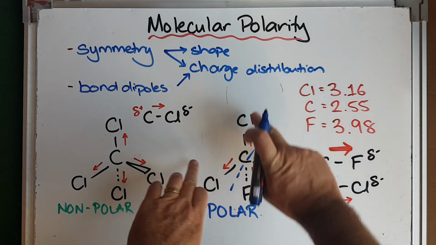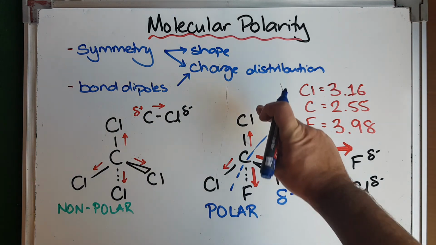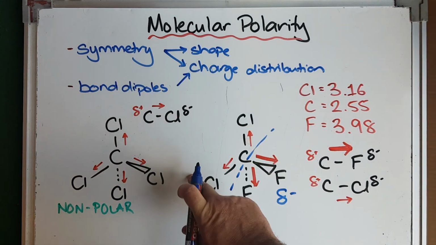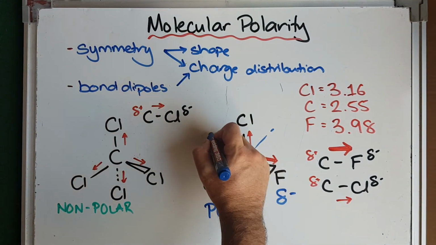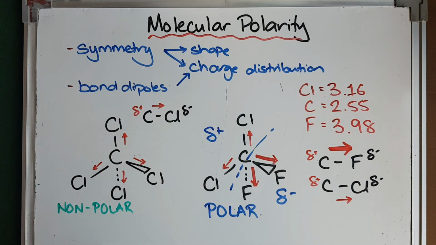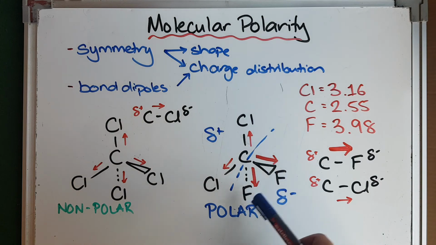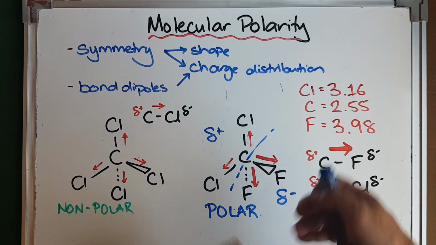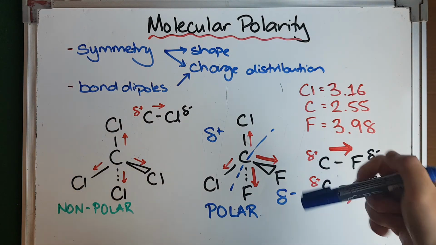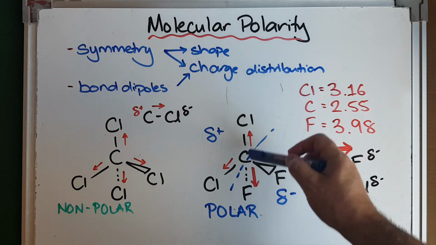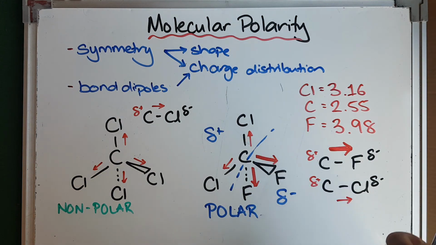And so even though these have got a dipole creating a slight negative on each of these, this side of the molecule is actually going to be delta plus. And again, just reiterating, this is because the CF bonds have got a stronger dipole than the CCl bonds. So it creates that slight negative pole on this side of the molecule.